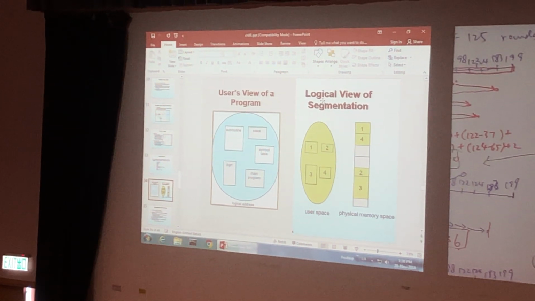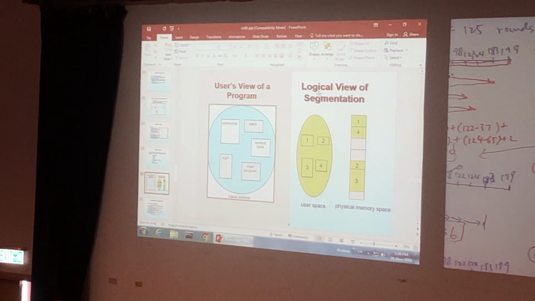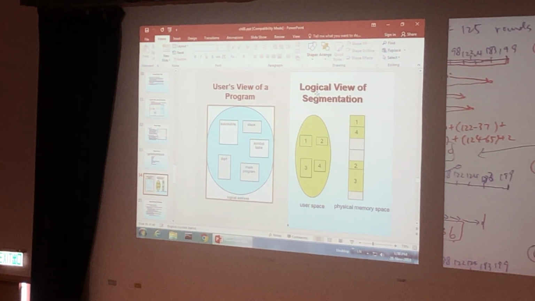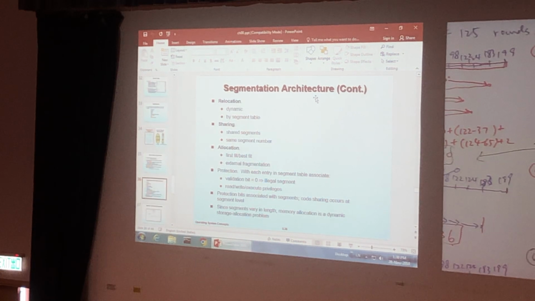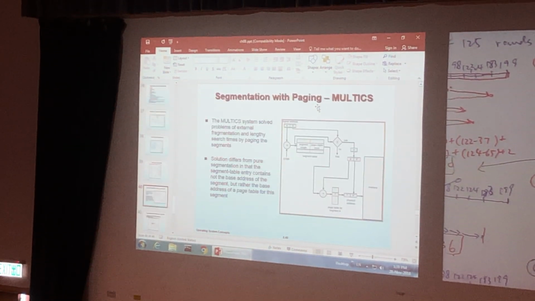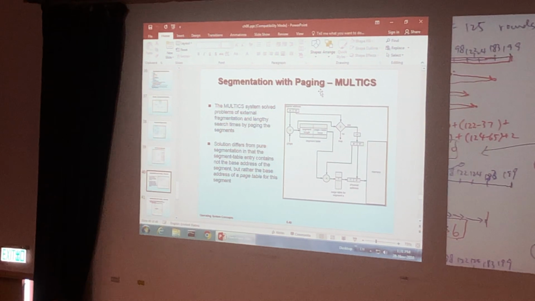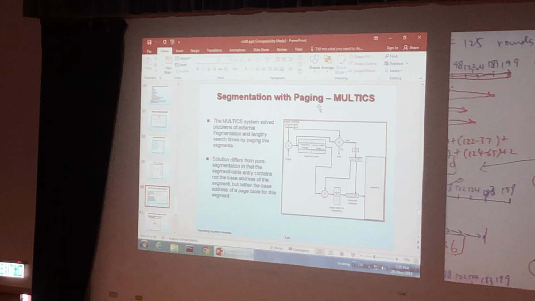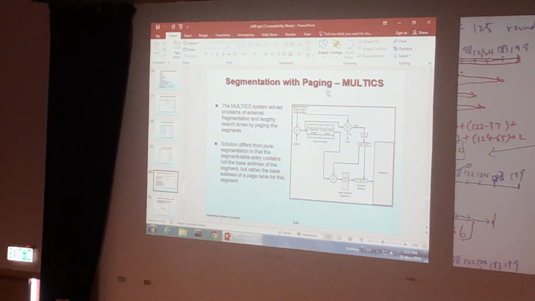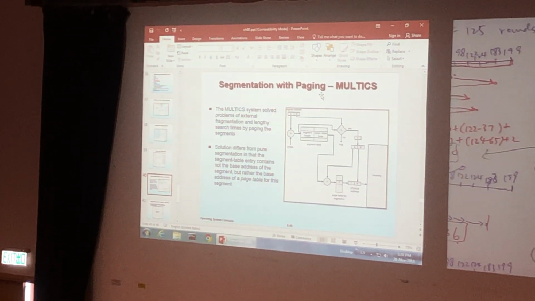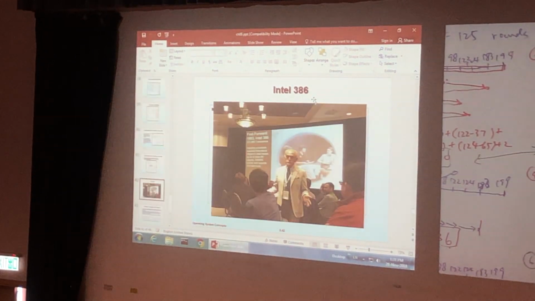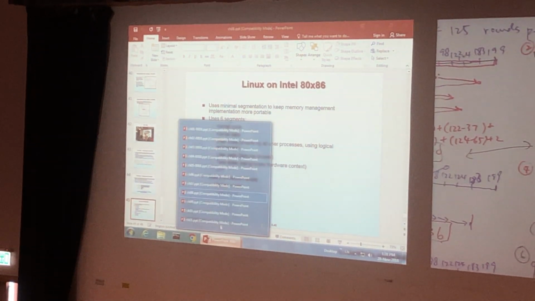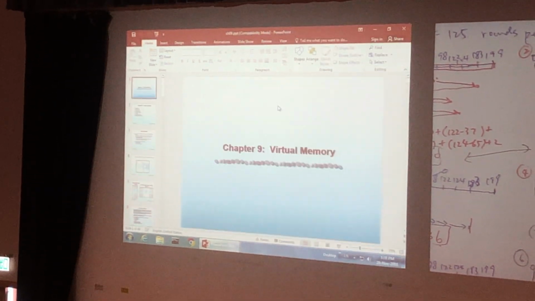Segmentation is the other important concept because segmentation is used with paging in almost every single modern operating system. And then, again, don't worry about these specific examples. They show that paging is used with segmentation, and that's enough for you to know. That's chapter 8. And then we come to chapter 9.